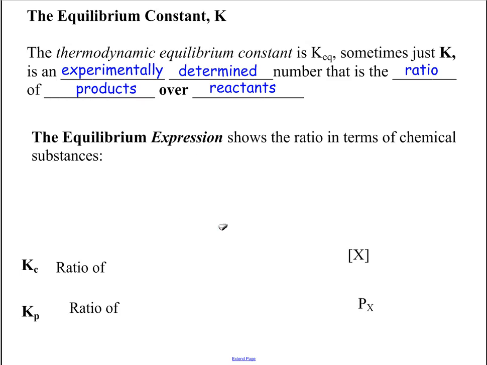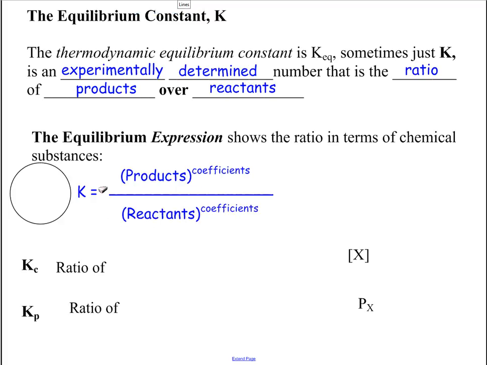But before we can calculate an equilibrium constant, we have to find an equilibrium expression. An equilibrium expression is the products to the power of their coefficients over the reactants to the power of their coefficients. This is called the law of mass action.